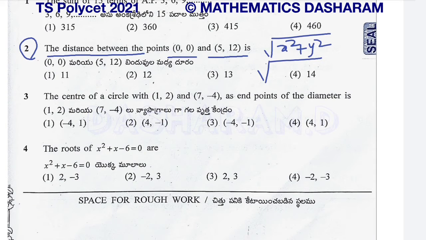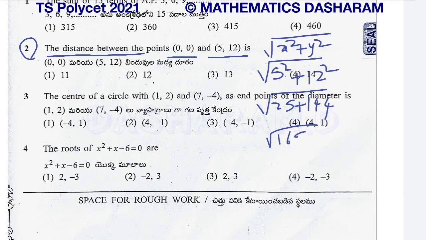Here x square is 5 square and y square is 12 square. So 5 square is 25, 12 square is 144. So it equals 169, so the square root is 13. So option 3 is correct.